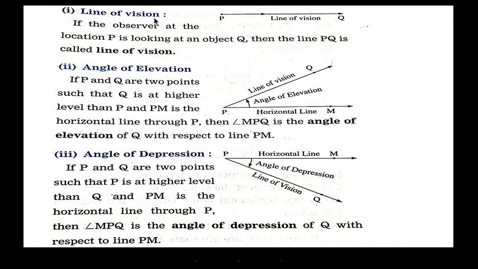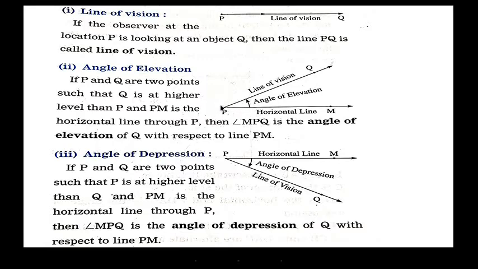First, the line of vision. Suppose an observer is standing at the point P and looking at the object Q. Then this line PQ is said to be the line of vision for the observer.